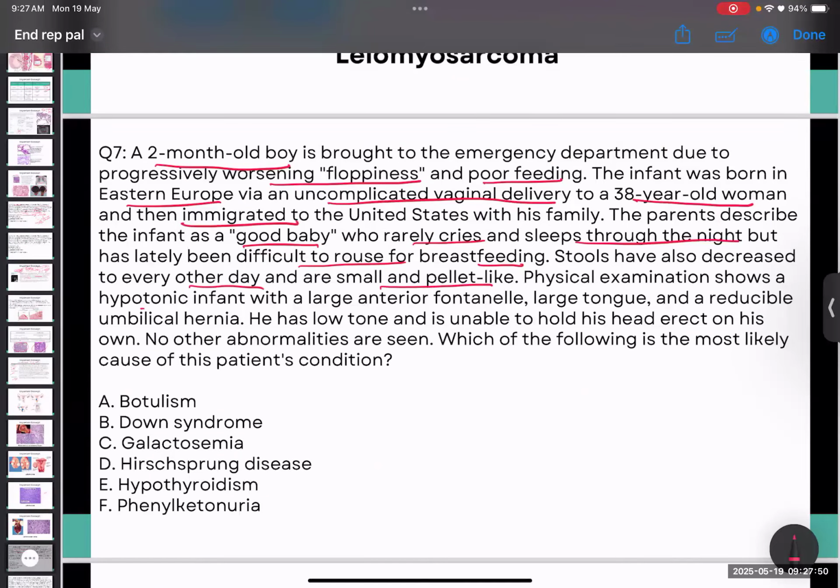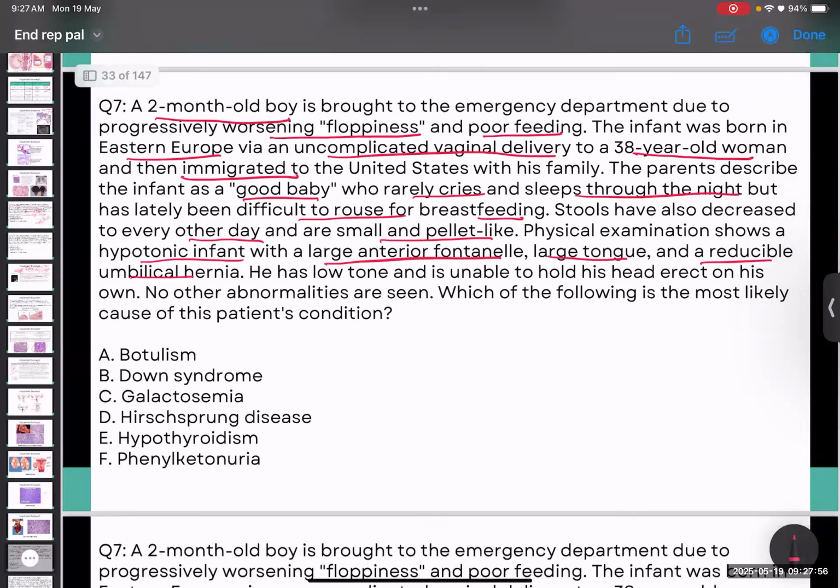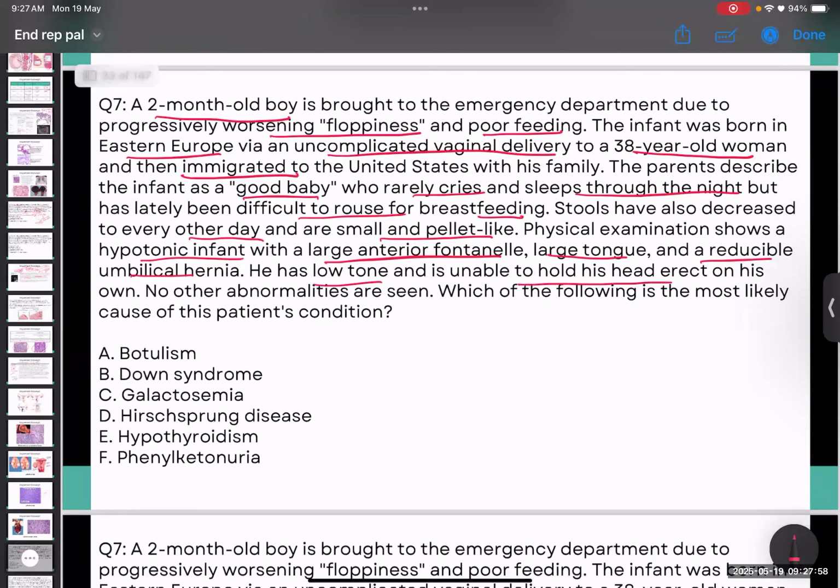Physical exam shows a hypotonic infant with a large anterior fontanelle, large tongue, and a reducible umbilical hernia. He has low tone and is unable to hold his head erect on his own. No other abnormalities are seen. Which of the following is most likely the cause of this patient's condition? So it's hypothyroidism, classic case of congenital hypothyroidism, or cretinism, as you would like to call it.